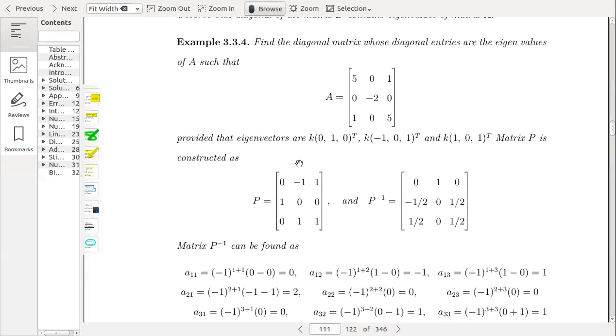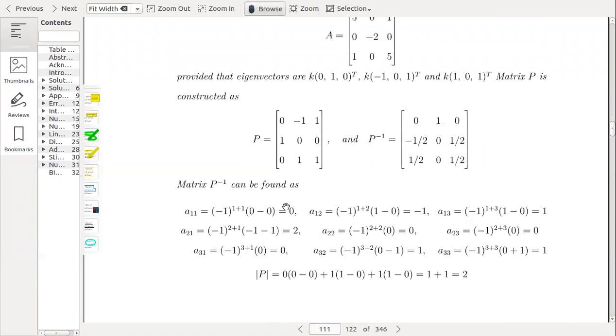So construct the matrix P. You can also construct it without normalizing these vectors, but you can normalize. It depends on you. So the first column is 0, 1, 0. Second column is minus 1, 0, 1. Third column is 1, 0, 1. And then just take the inverse of this matrix. You will get P inverse is equal to 0, 1, 0, then minus 1 by 2, 0, 1 by 2.